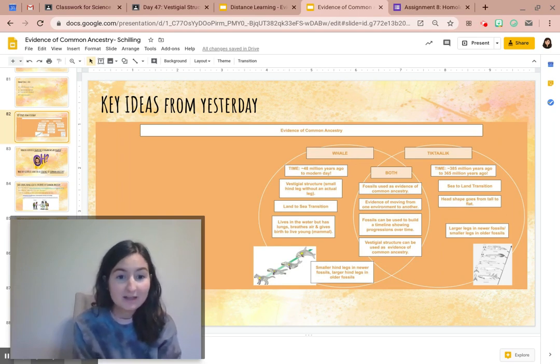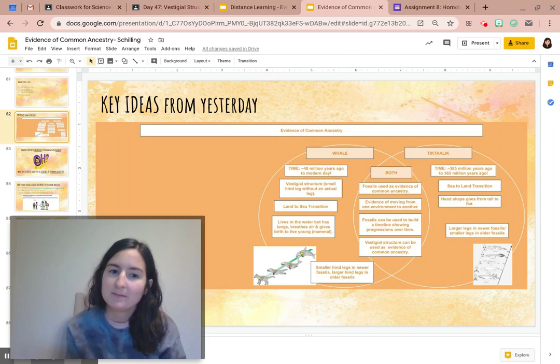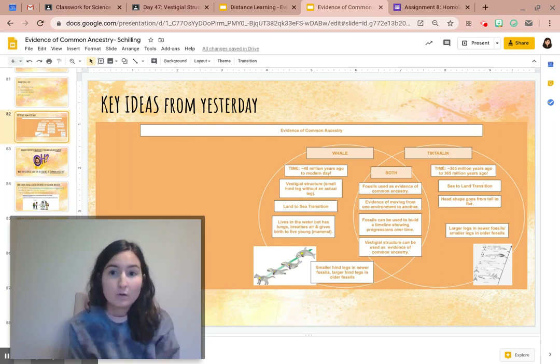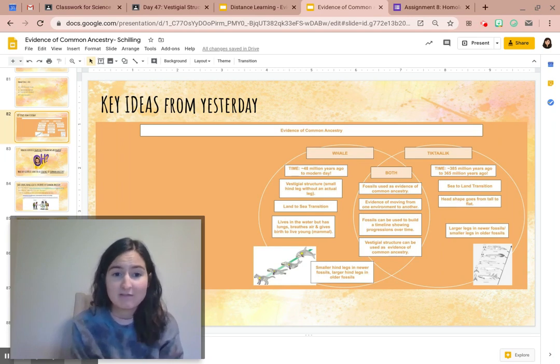If you went on to that E-level, you could have seen some vestigial structures that humans have. So if you didn't get a chance to check that out, I highly recommend it because it's super cool to see what organs or bones humans have that we don't actually have a purpose for.